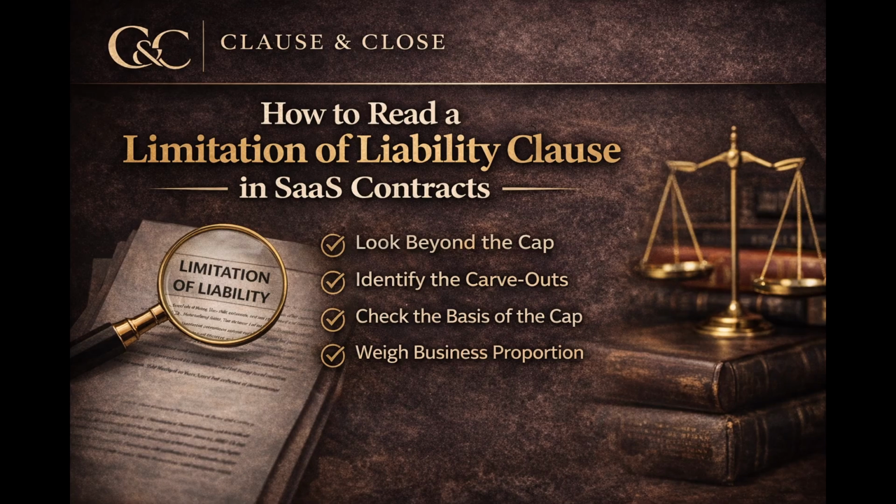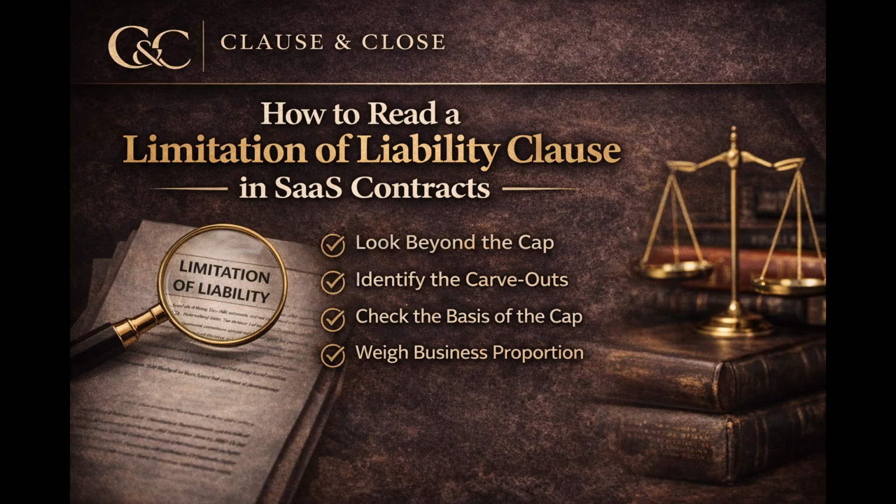Now, let me give you a very simple practical framework. When you read a limitation of liability clause in a SaaS contract, ask these 5 questions. First, what is the general cap and how is it calculated? Second, what claims are carved out of that cap or subject to a separate cap? Third, what types of damages are excluded? Fourth, is the clause economically balanced between the parties? Fifth, do other clauses in the agreement quietly recreate exposure that this clause seems to limit? If you ask those 5 questions every time, your reading will become sharper immediately.